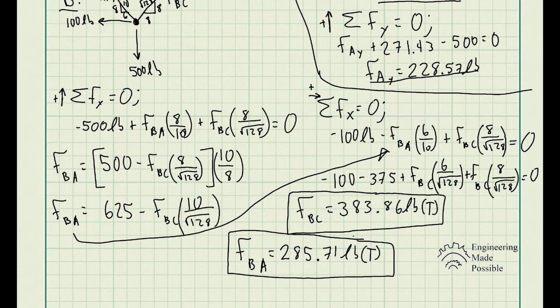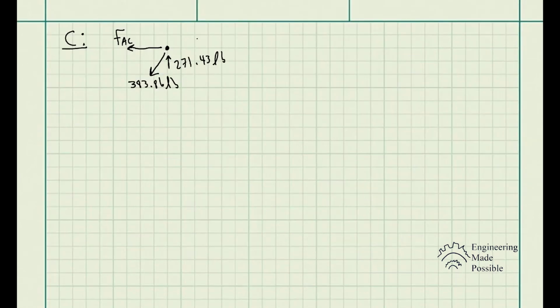When it comes to the other force member AC, you just repeat it. You repeat the same method for either joint A or joint C to give you the force in the member AC. So now looking back at joint C, we have two members, F of BC here, which we found out to be 383.86 pounds being in tension, so basically pulling away from that joint. F of AC, we're assuming it's in tension.